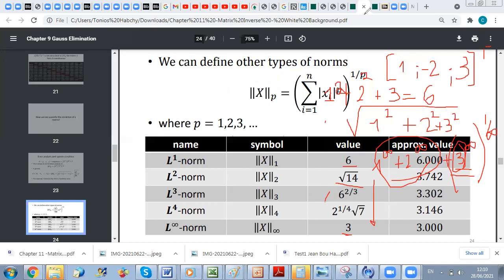The norm here is for a vector. We will define now, George, what is the norm for a matrix. Okay, so in the coming slides, you will see how to define the norm of a matrix.